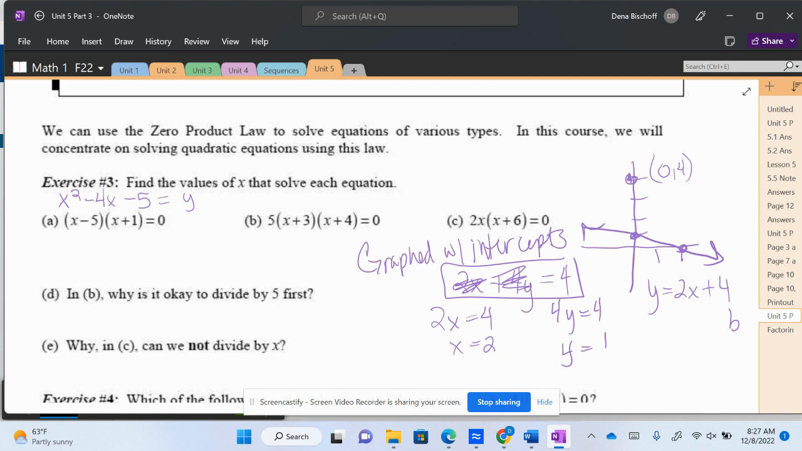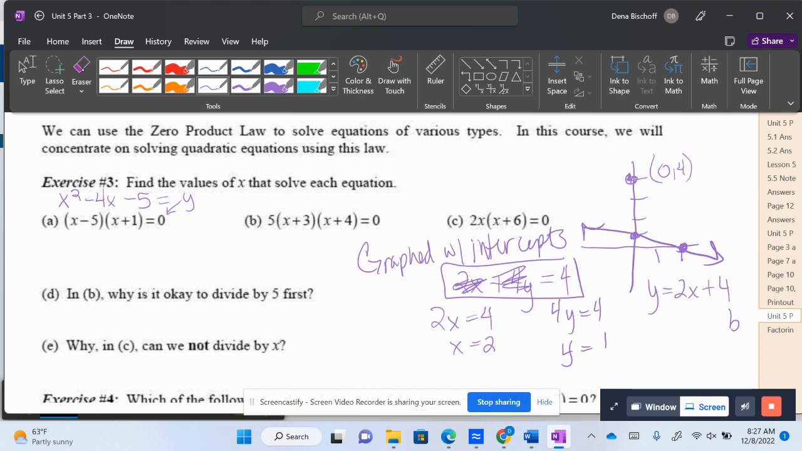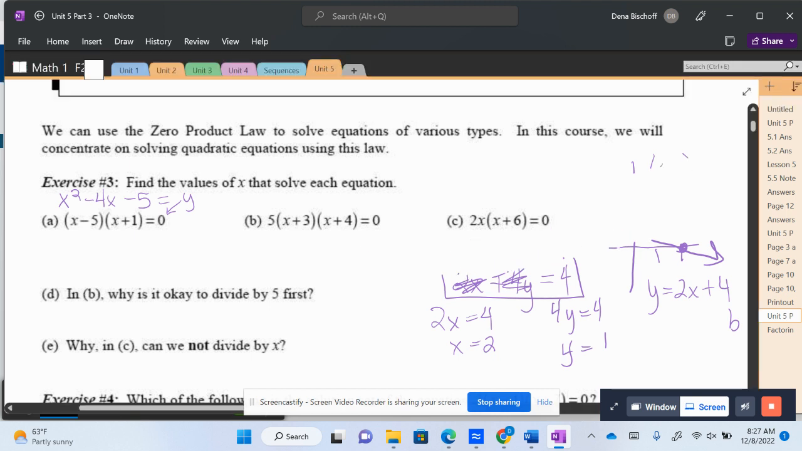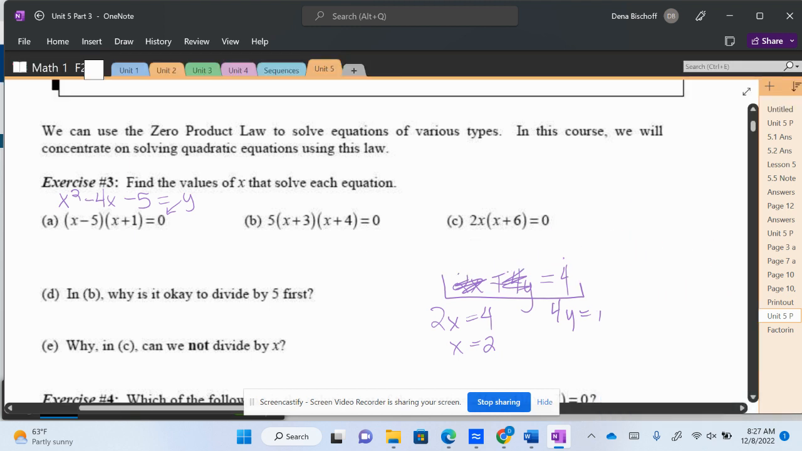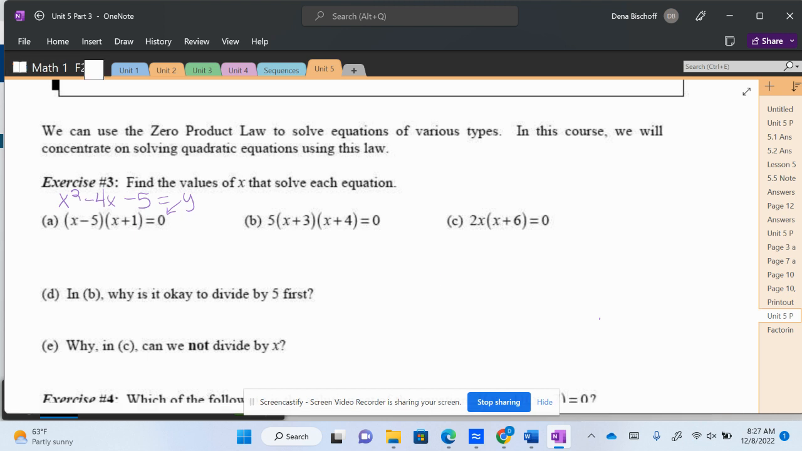Okay, so this is where it crosses the x-axis. It crosses the x-axis when y equals 0. So in order for us to solve a quadratic, we have to let y equal 0. I know that's a whole bunch of stuff. We're going to get into it more, but I just want you to know where your brain is going. Your brain is going to the fact that we're going to start graphing these quadratics.